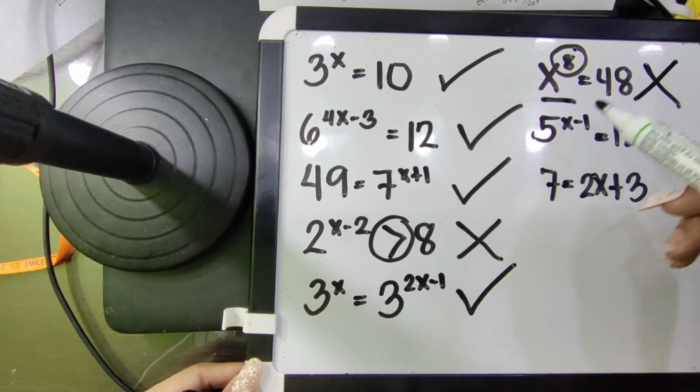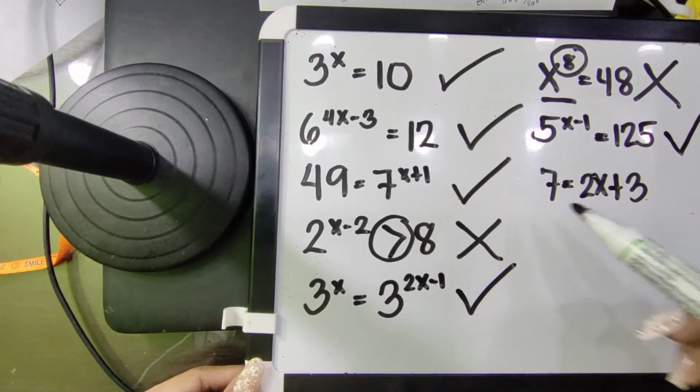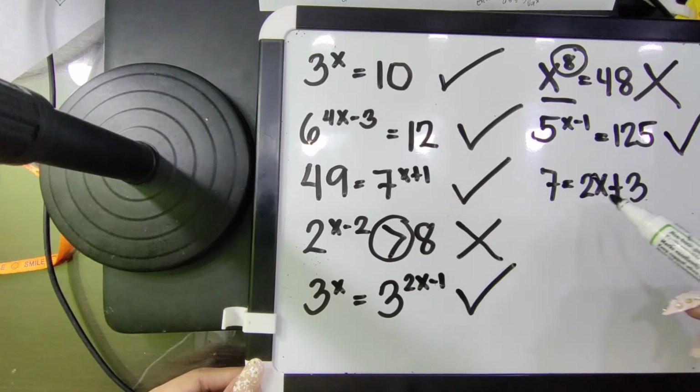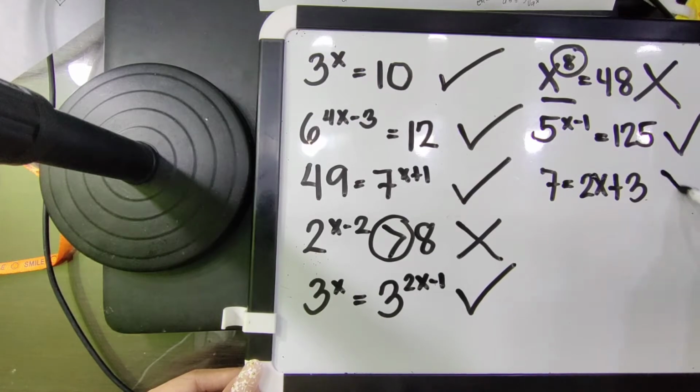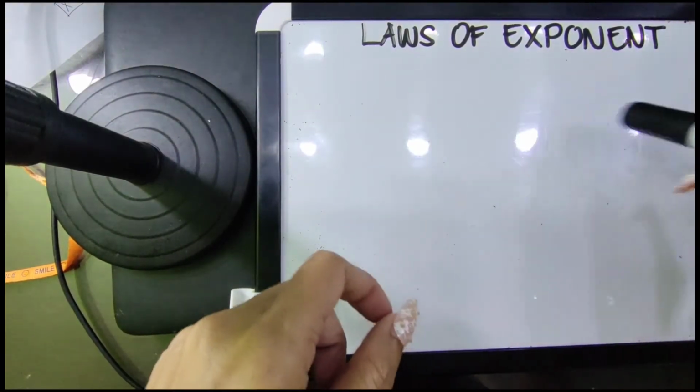Next, 5 raised to x minus 1 is equal to 125. Is it an exponential equation or not? Of course, it is. Let's put a check. Next, 7 is equal to 2x plus 3. Is it an exponential equation or not? Of course not.